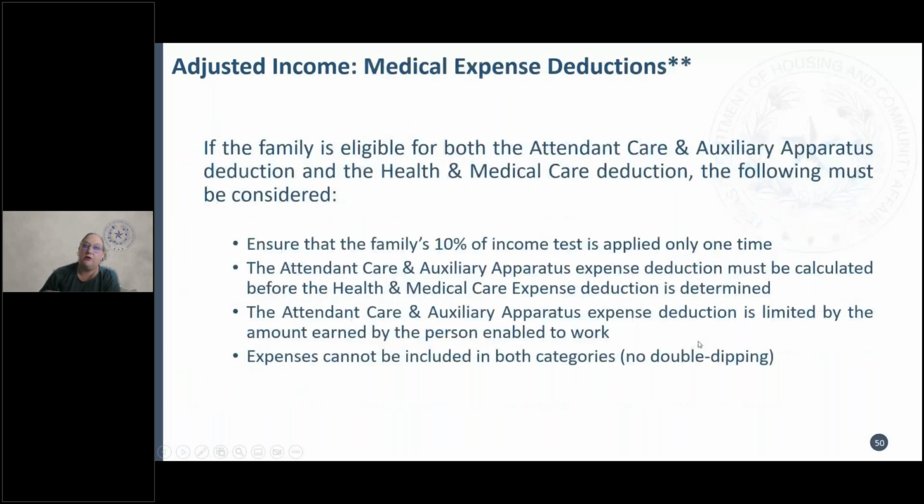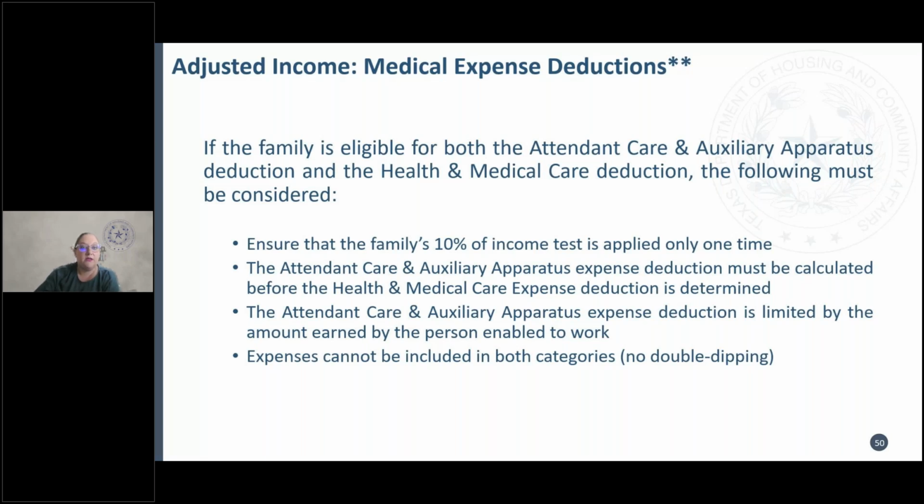So just a note about the medical expense deductions. If the family is eligible for both the attendant care and auxiliary apparatus deduction and the health and medical care deduction, the following has to be considered. You will only do the 10% test once. You have to calculate the attendant care and auxiliary apparatus deduction first, then the health and medical care expense deduction. The attendant care and auxiliary apparatus expense deduction is limited by the amount earned by the person enabled to work. Expenses cannot be included in both categories, so no double dipping.